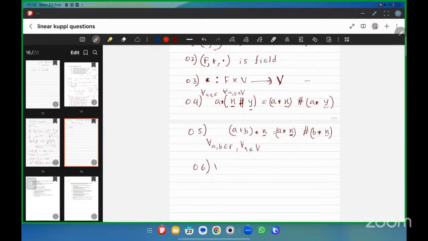It is for all elements a, b in F, for all x in V. The condition is (a * b) x = a · (b x). So you can look at it like 3 into 5 x vector, so we can write it as 15x vector, right? That is what we are writing here.